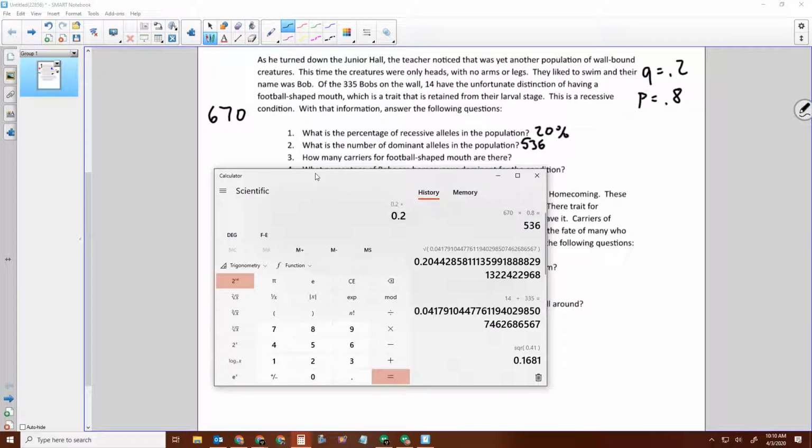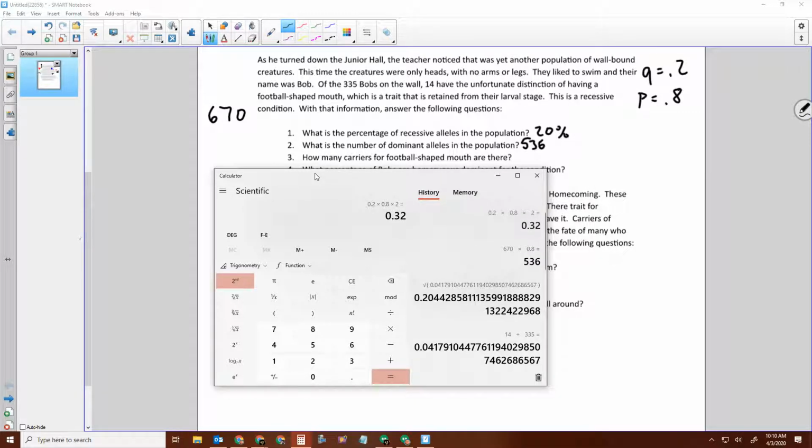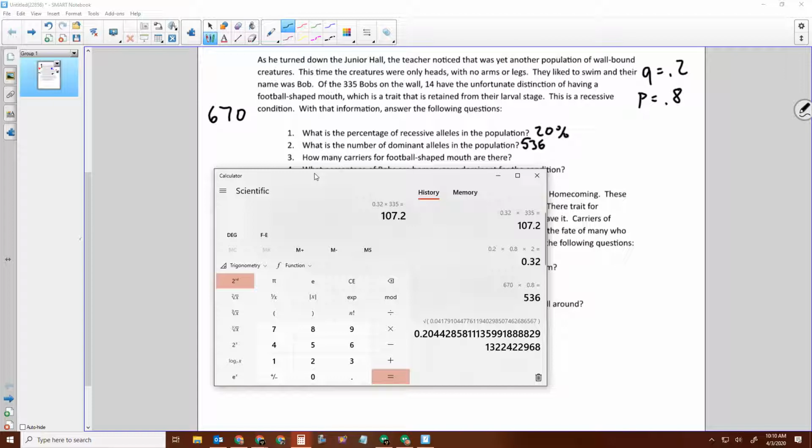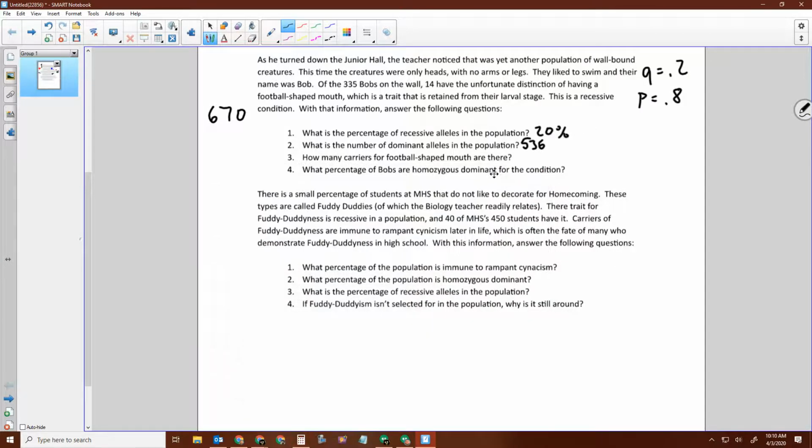0.2 times 0.8 times 2 is 0.32. And I know that there are 335 total individuals. So if I take that 0.32 and multiply it times 335, I get the number of heterozygous individuals to be 107. And then what percentage of Bobs are homozygous dominant for the condition?